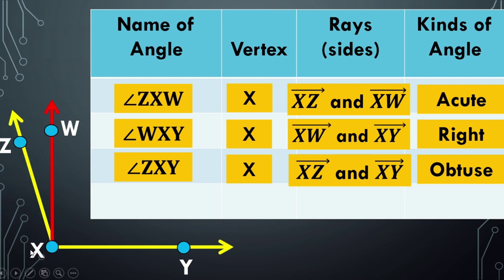So again, X is the vertex. What are the rays? Ray XZ and ray XY. And this is what kind of angle? That is more than 90. So that is an obtuse angle.